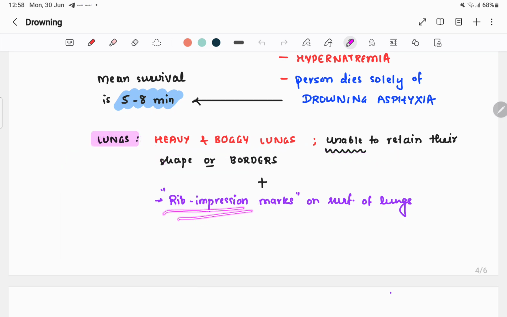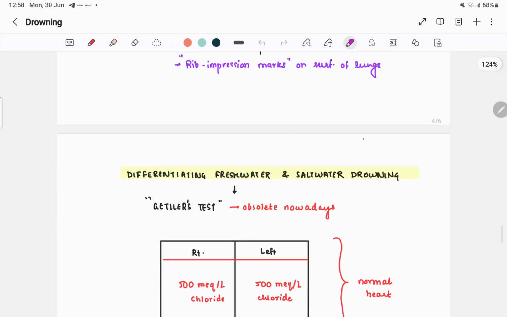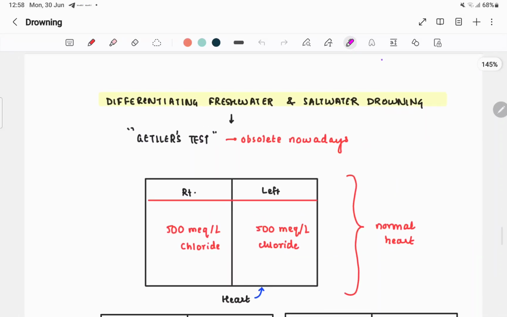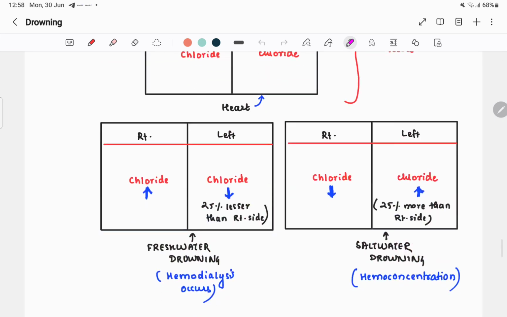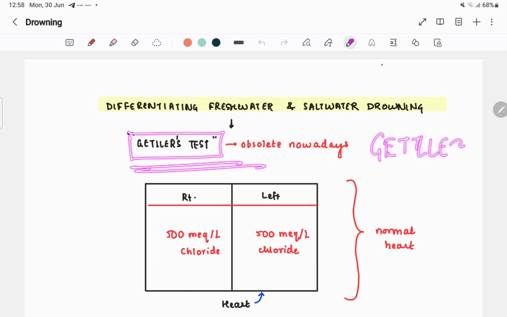And there will be rib impression. Due to this heavy lung, there will be compression; it will face resistance from ribs. So there will be a rib impression mark on the surface of the lung. How to differentiate freshwater and saltwater drowning? We have something called Gettler's test. Now it's obsolete.